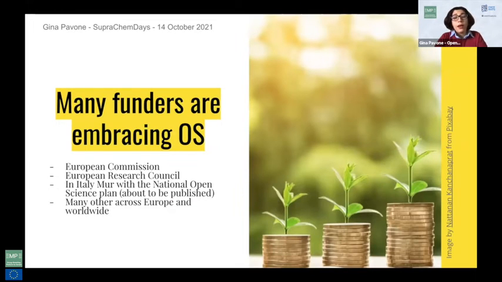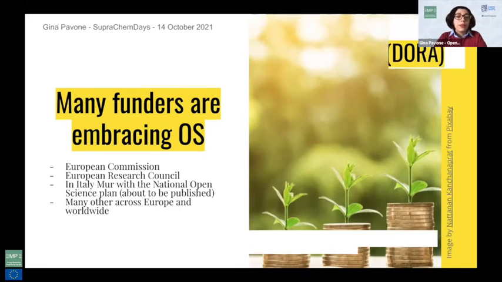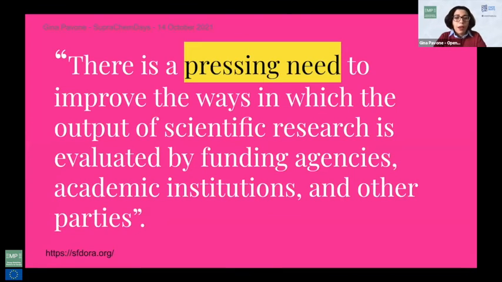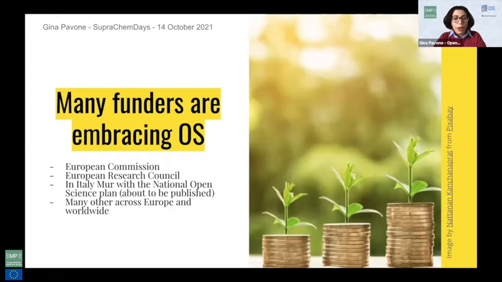And the good news is that many funders are embracing open science. We have, of course, the European Commission, the European Research Council. In Italy, we have the Ministry of University and Research, which is about to publish the National Open Science Plan, and also across Europe and worldwide, there are many really important initiatives going on.